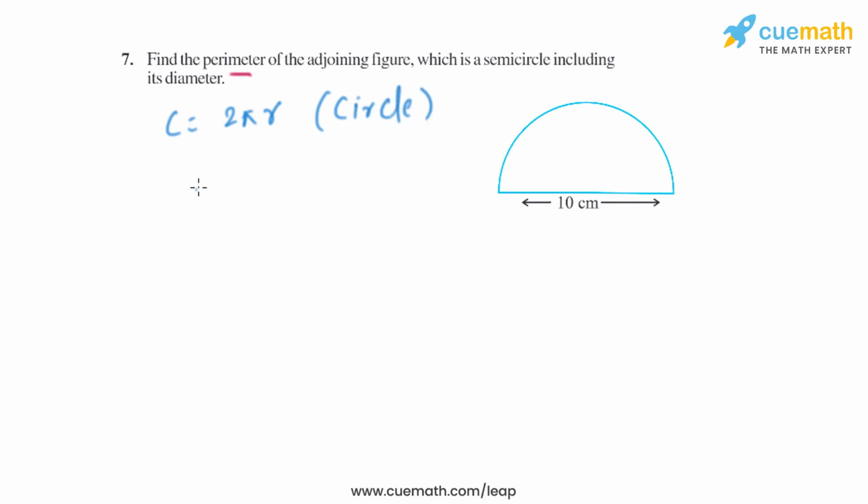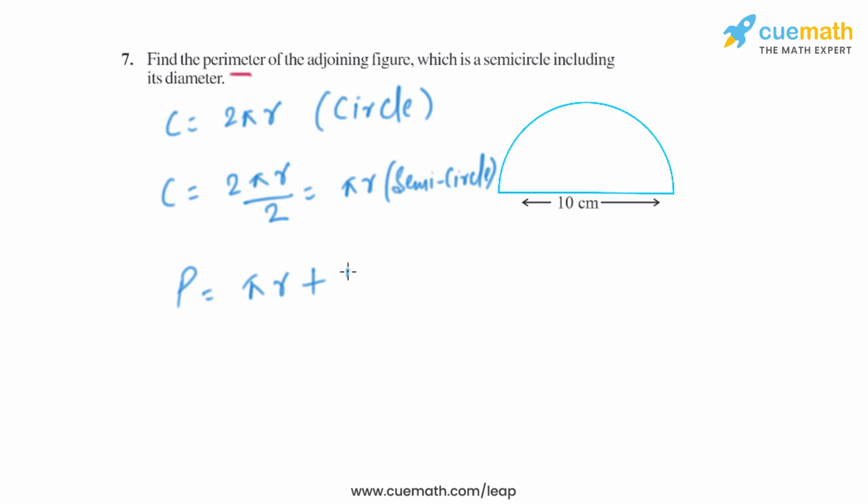That is the circumference of a circle. Now for a semicircle, we just need to divide it by 2 because a semicircle is half of a circle. So that equals pi r. That is for the semicircle. Now let's find the perimeter of this figure. The perimeter of this figure will be pi r plus the diameter. The diameter is 10 centimeter, that is given in the question.